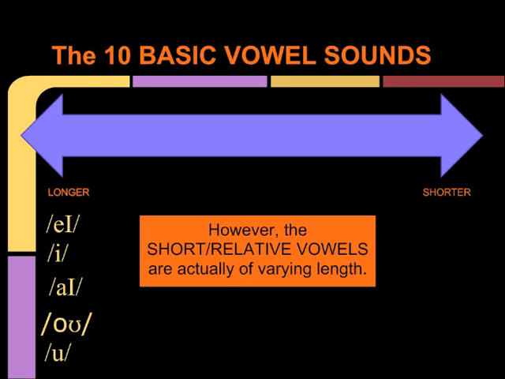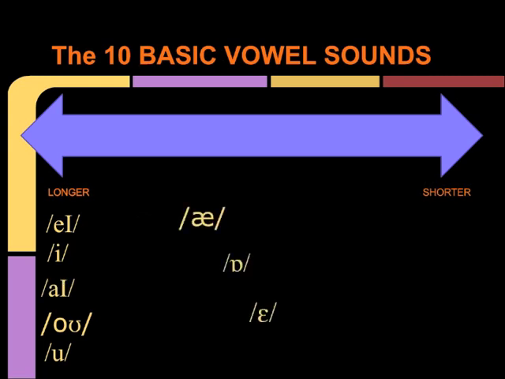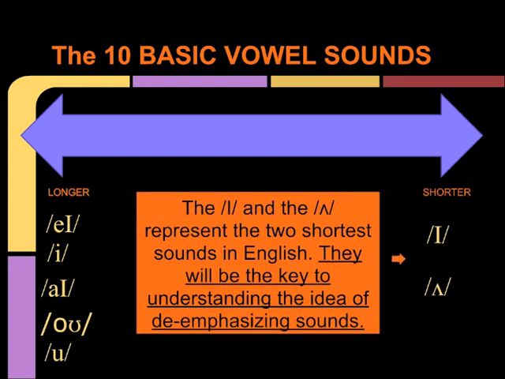Now, this is not exactly a completely scientific study, but in my opinion, the a, and e sounds are the three longest short vowel sounds, with perhaps the a sound being a little bit longer than the other two. However, the two shortest sounds in English, the I and the sound, are considered to be the shortest. Now, these particular sounds are going to be key to understanding the idea of de-emphasizing sounds in English.